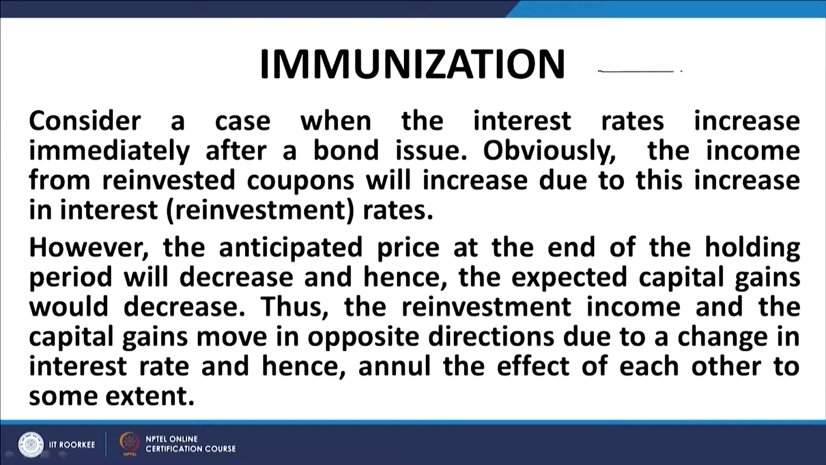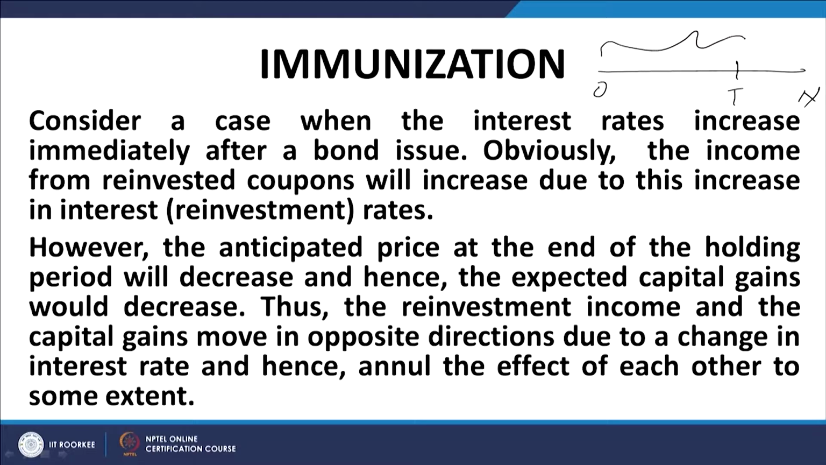Therefore, there are two opposing forces now coming into play. One is the reinvestment income is increasing, but the capital profits that you anticipated on the disposal of the bond are going to decline if there is an increase in interest rates. The inverse will happen if there is a decrease in interest rates. Now, let us say this is my T, that is my holding period, this is 0 and the maturity of the bond is capital N. Obviously, these two factors, the reinvestment income and the capital loss will depend on your holding period. Why?